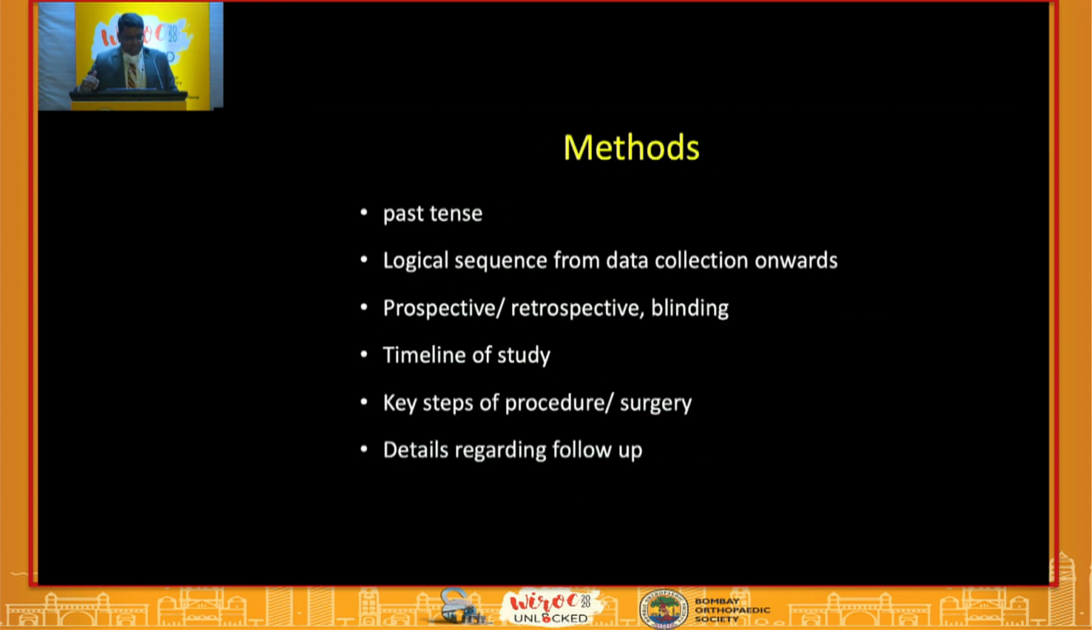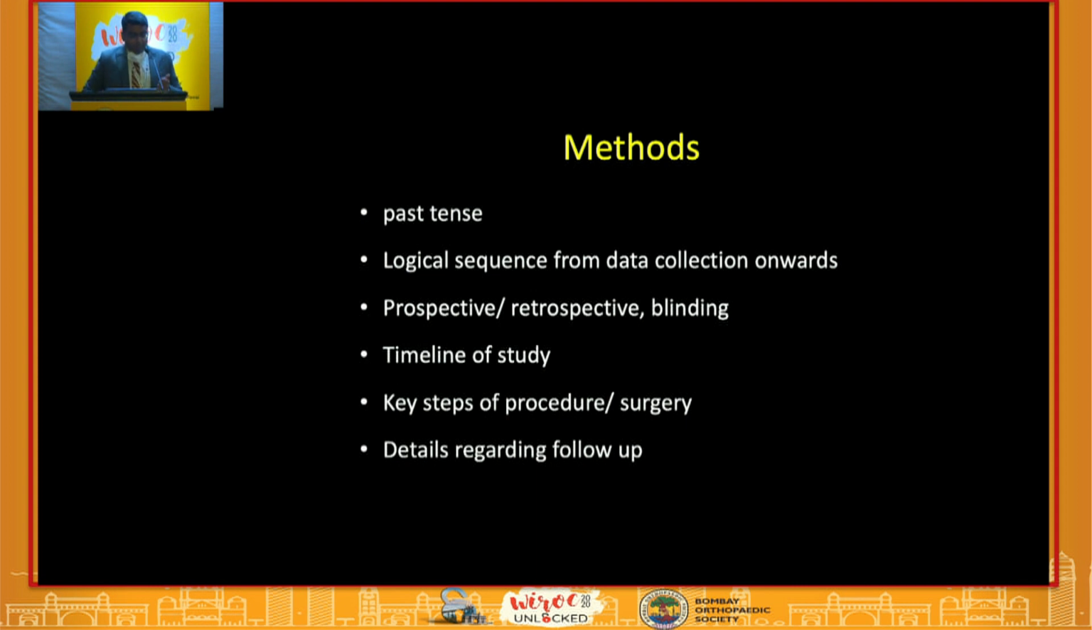Then we come to the methods section, where it's usually written in the past tense. It describes a logical sequence from data collection onwards. Let it be prospective, retrospective. You need to state what blinding you're using, what the timeline of the study is, what the exact steps of your procedure are, and even the positioning should be described in detail.